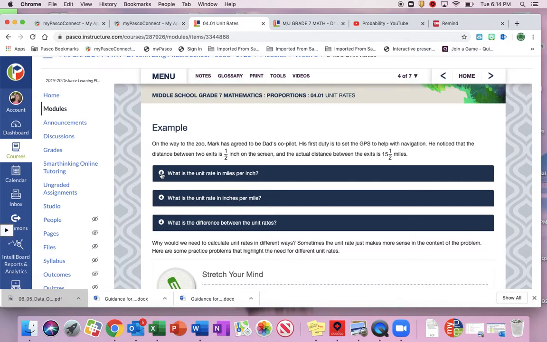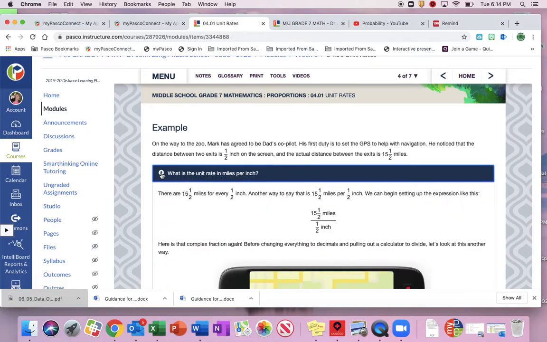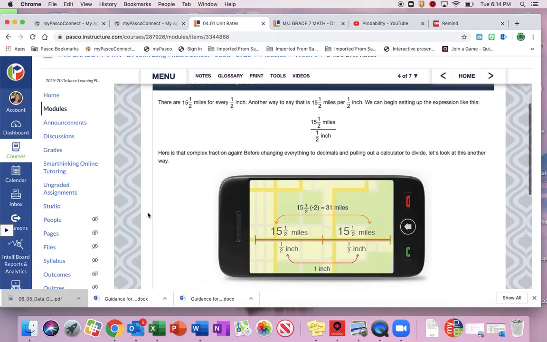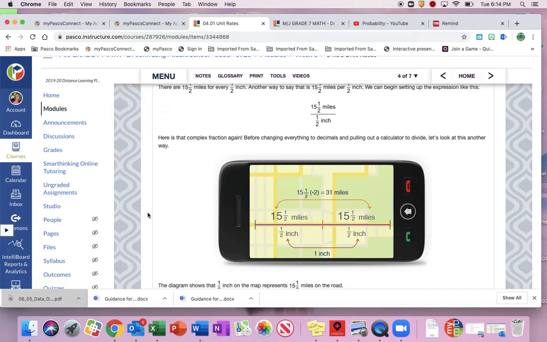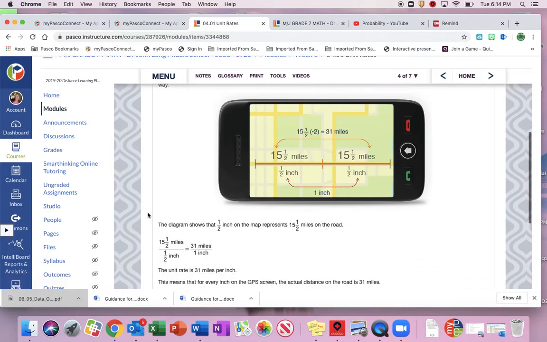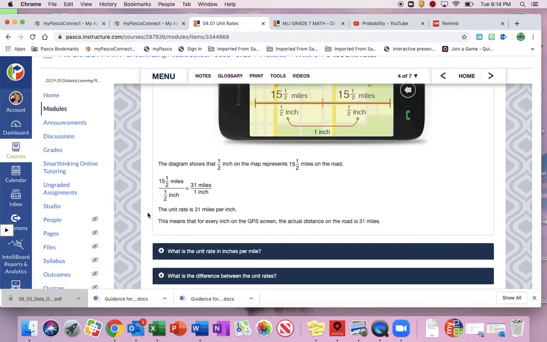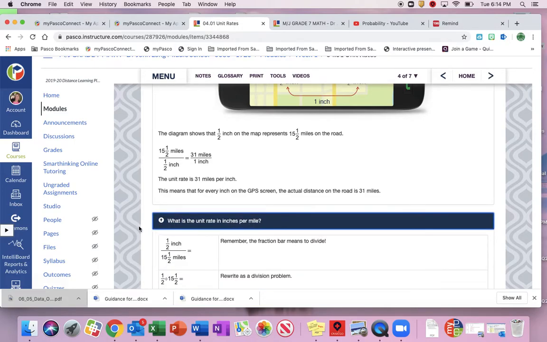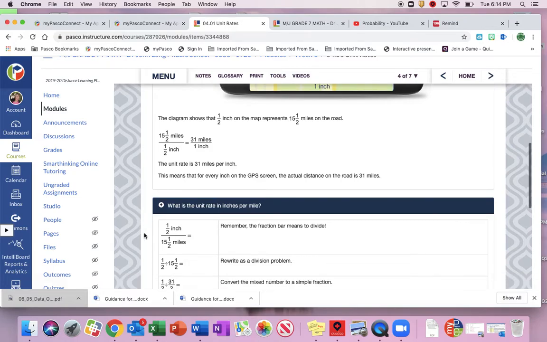What is the unit rate in miles per inch? And you can click through and see the work set up as a rate being simplified to a unit rate, meaning for every inch on the GPS screen, the actual distance on the road is 31 miles. But wait, there's more. Click here. What is the unit rate in inches per mile?